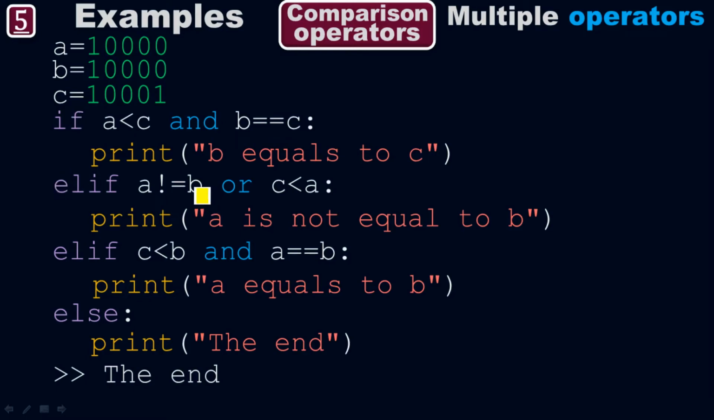In the elif, again, we have 2 statements. One is A is not equal to B. The second one is C is less than A. A is 10,000. B is 10,000. So A equals B actually. A is not equal to B is wrong. 10,000 equals 10,000. A equals B. So the first statement is not satisfied. The second one says C is less than A. C is 10,001 and A is 10,000. So 10,001 is greater than 10,000. Therefore, C is greater than A, not less than A. Both of the terms are wrong.